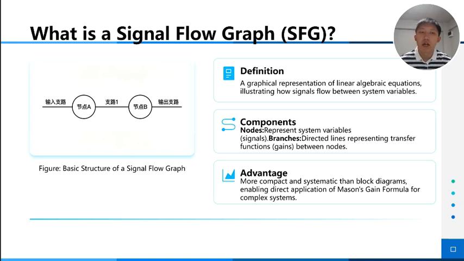A signal flow graph, or SFG, is a powerful tool for representing linear systems. It uses nodes for signals and branches for transfer functions. Unlike block diagrams, which use summing junctions, blocks, and takeoff points, SFGs integrate these functions directly into the node and branch structure, making it a more streamlined representation for analysis.